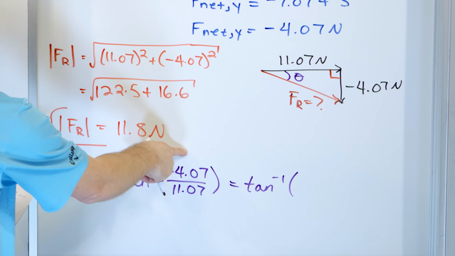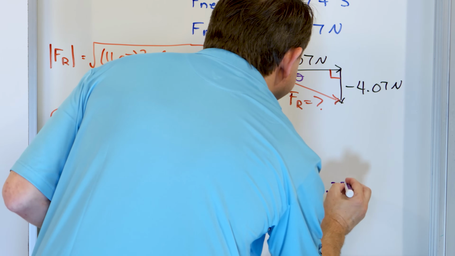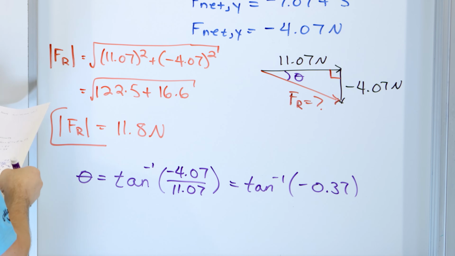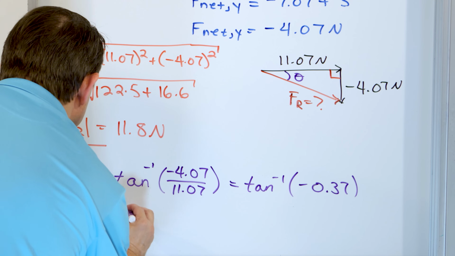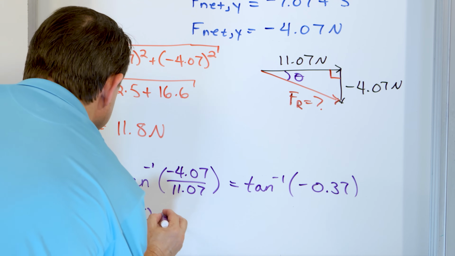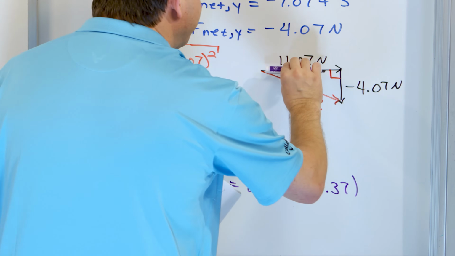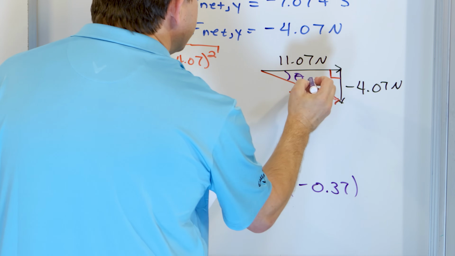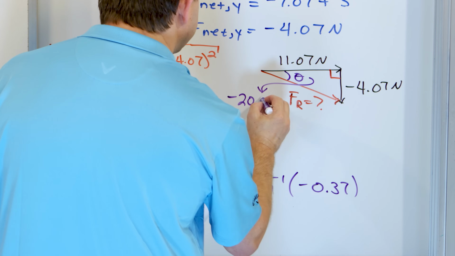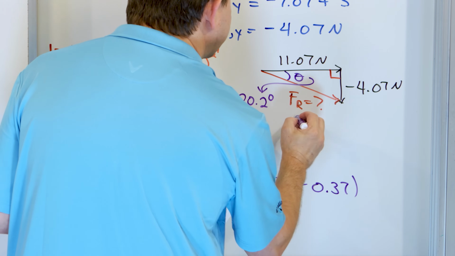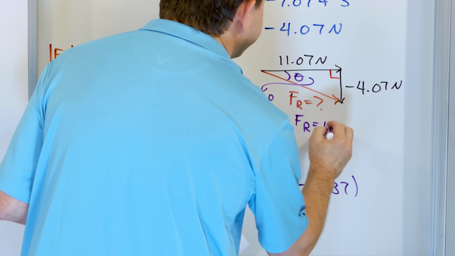When you take negative 4.07 and divide by 11.07, you get negative 0.37. And when you take the inverse tangent of that negative number, what you get is negative 20.2 degrees. What does that mean? That means that it's acting below the horizontal. So this is negative 20.2 degrees. And this guy, F sub r, the resultant, is 11.8 newtons.